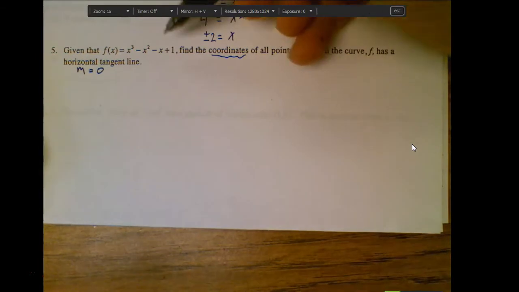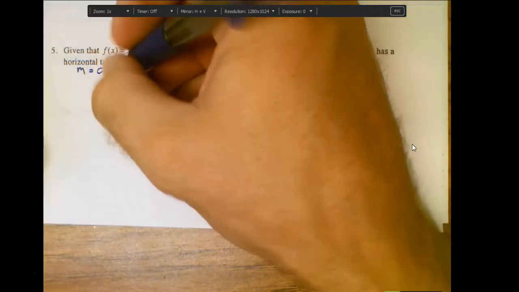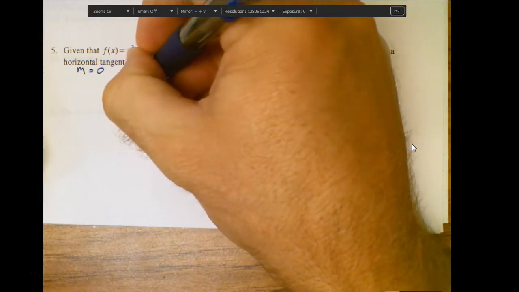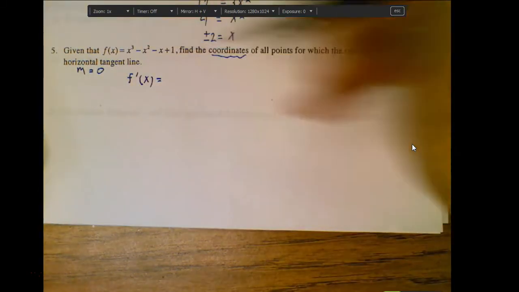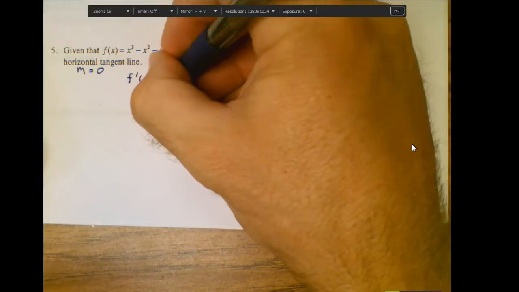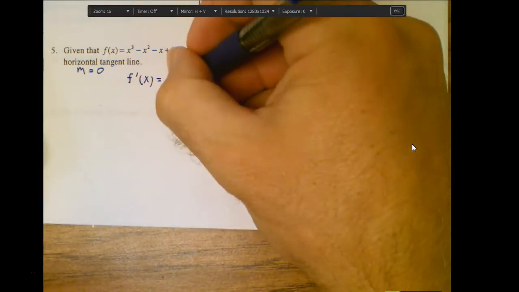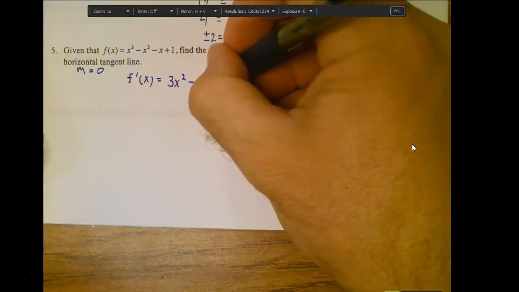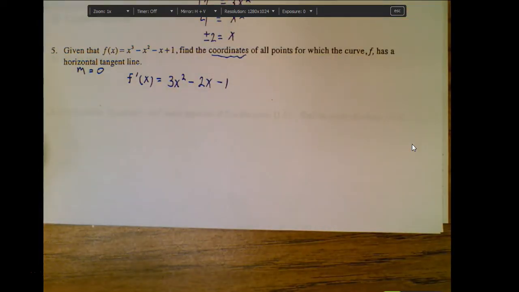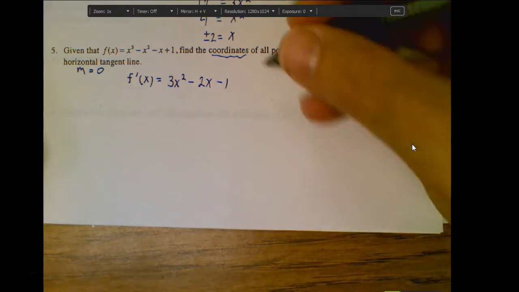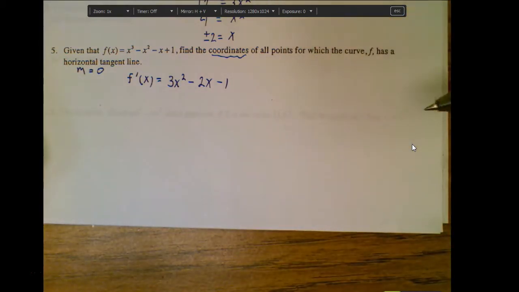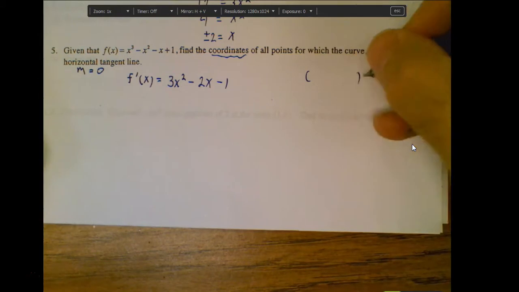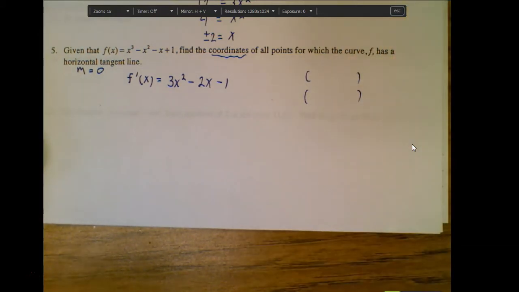So in this case, again, of course, I'm going to be working with a derivative here. That's the theme of the chapter, so let's just start with that. If we take our derivative of this function using the power rule, we're going to be looking at 3x squared minus 2x minus 1. So there's our derivative. So let's see what we're looking for here. Ultimately, I want coordinates, and so I'm going to be looking for some ordered pairs. I don't really know how many yet. It just says all the points. So I know that's ultimately what I'm looking for.